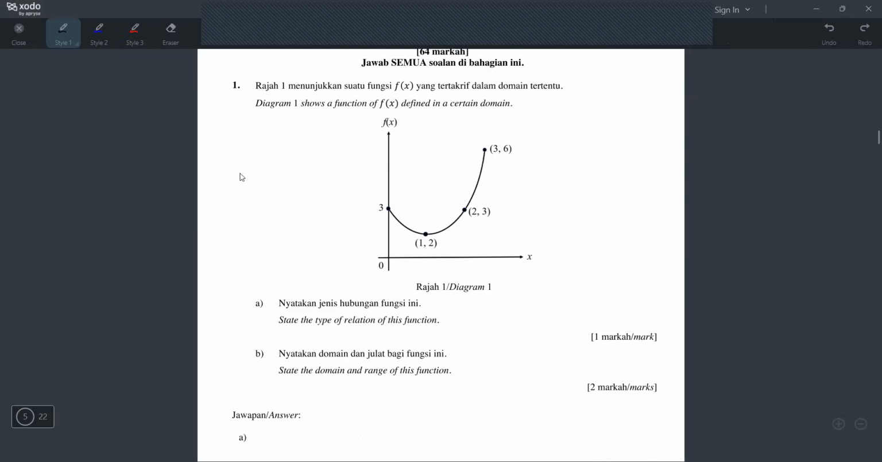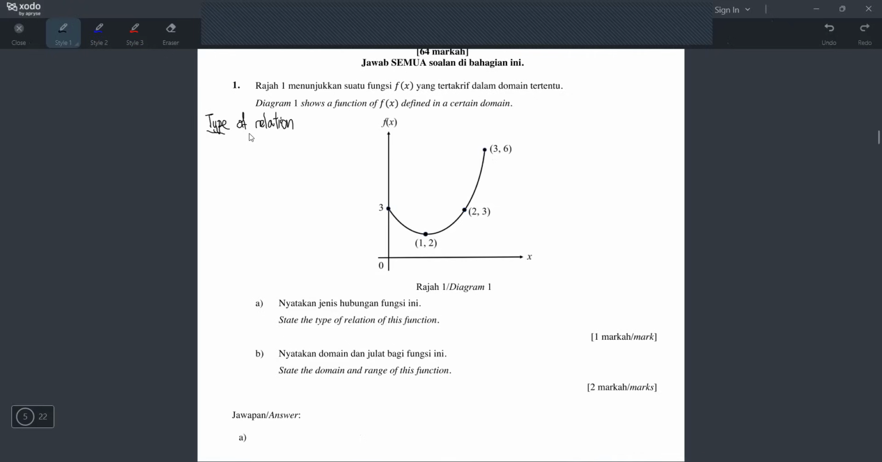Okay, so this is the question. I think this is for chapter one, functions. Let's read the question. Diagram one shows a function f(x) defined in a certain domain. Part A says state the type of relation of this function. Let's talk about type of relation.